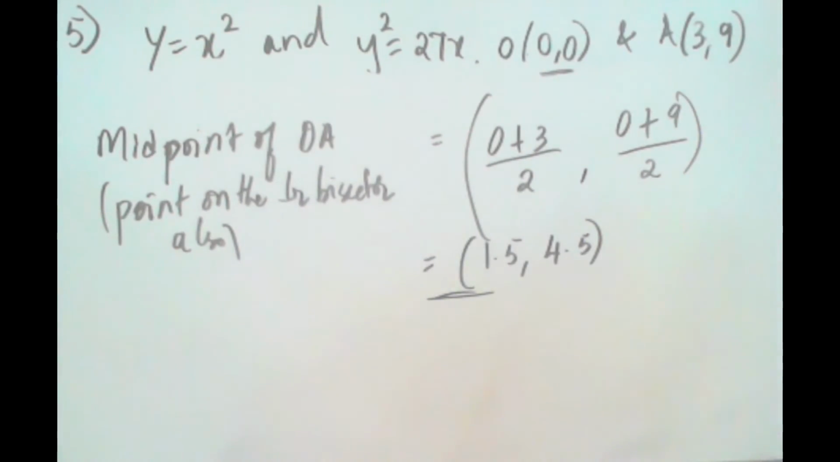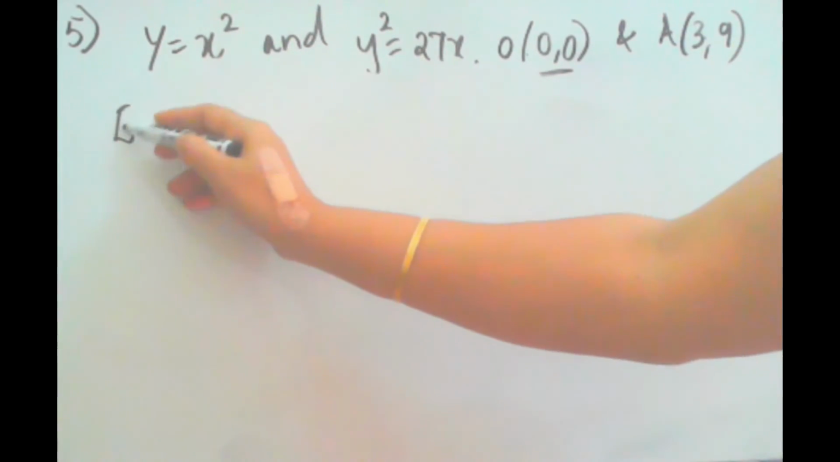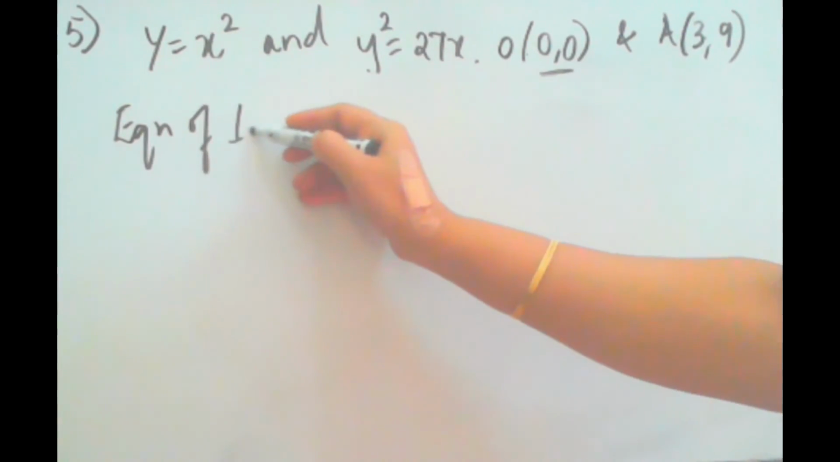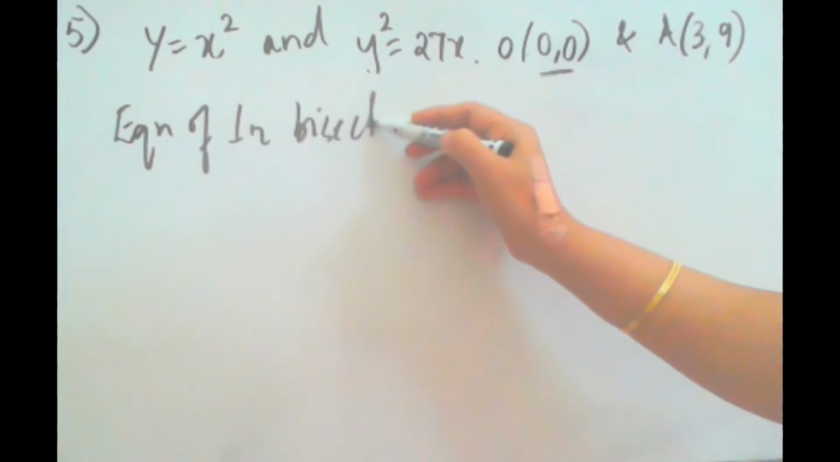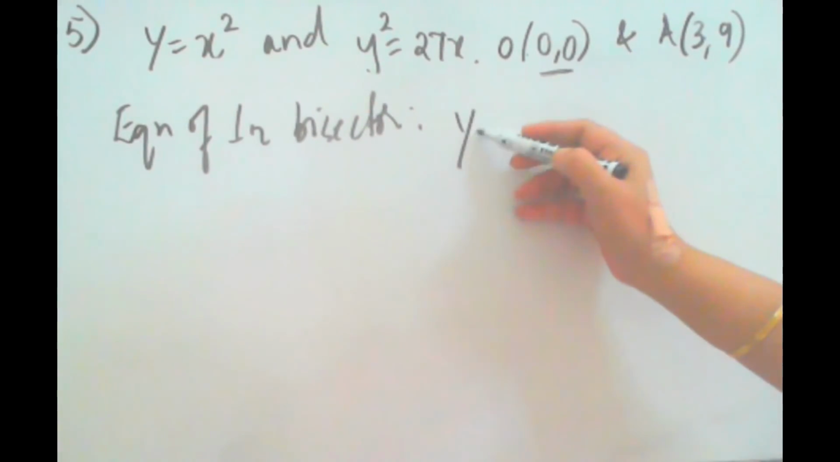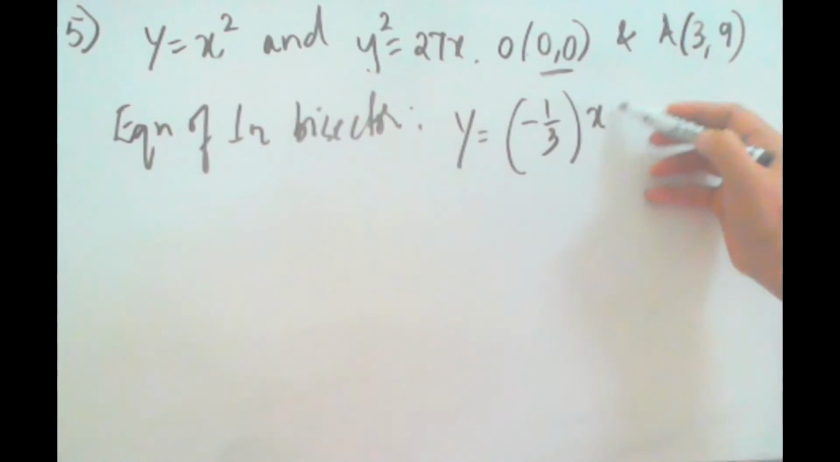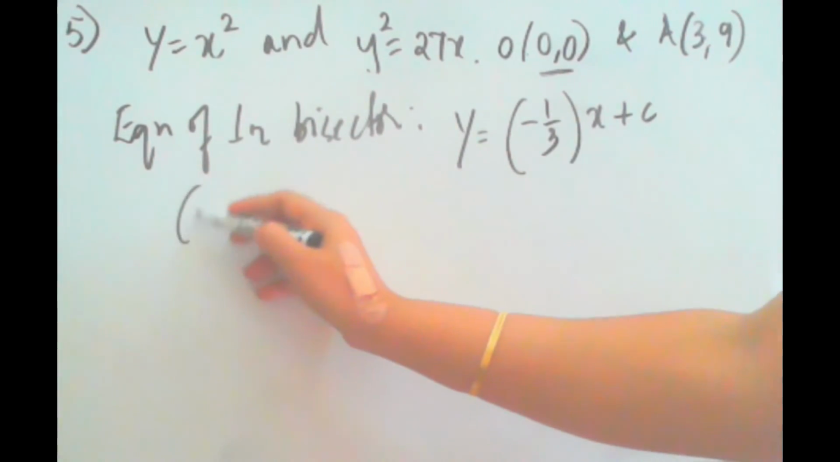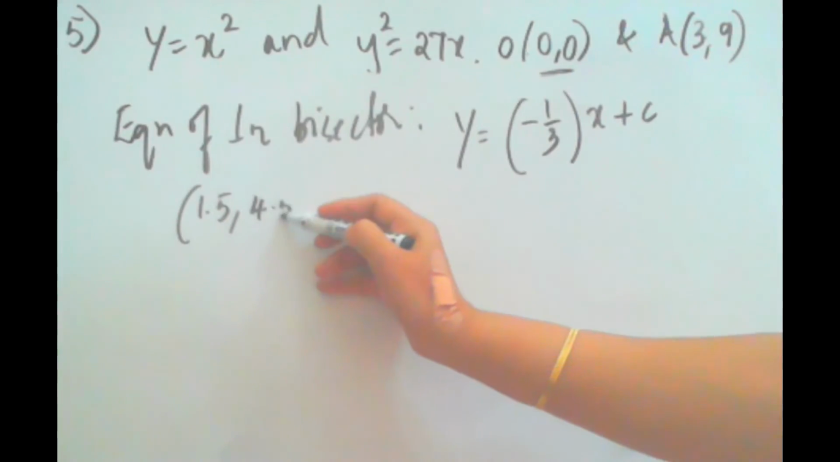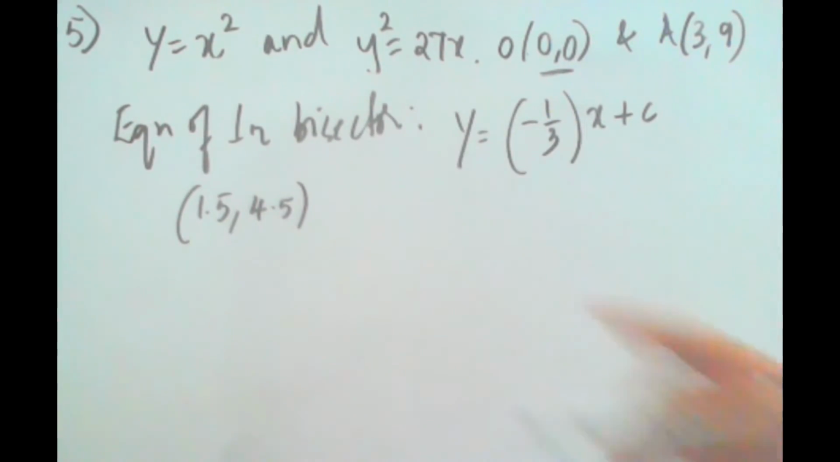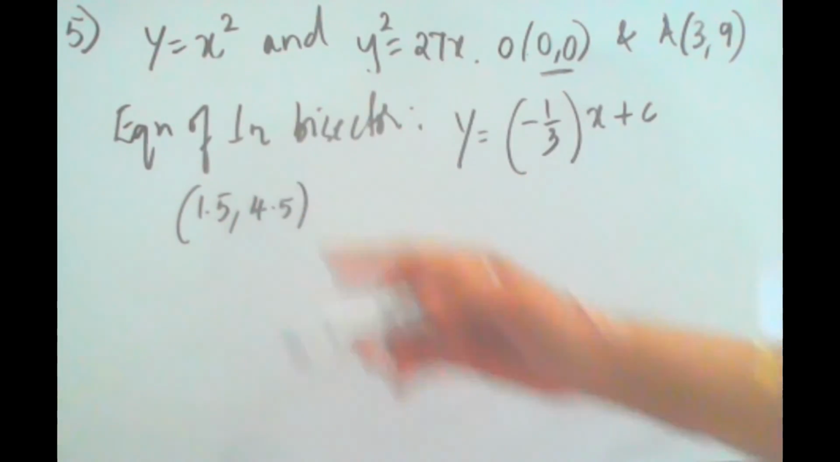We have the gradient of the perpendicular bisector, so we are ready for the last step now. The equation of the perpendicular bisector is y equals mx plus c, where m is the gradient, which is minus 1 over 3. The point (1.5, 4.5) is on this bisector, which is the midpoint of OA.